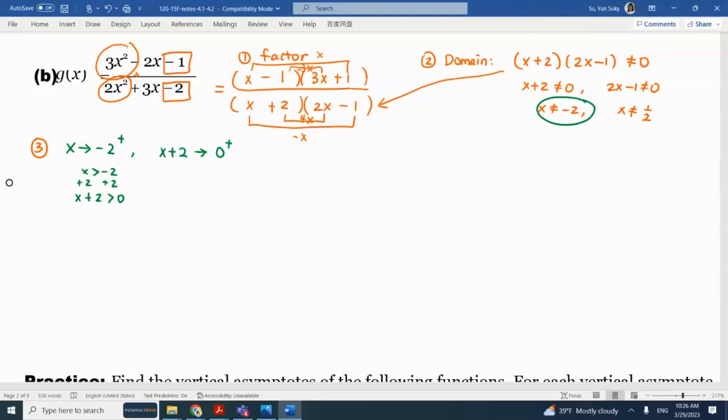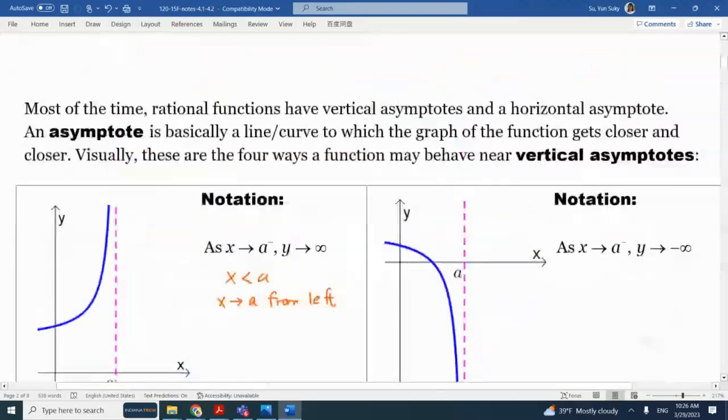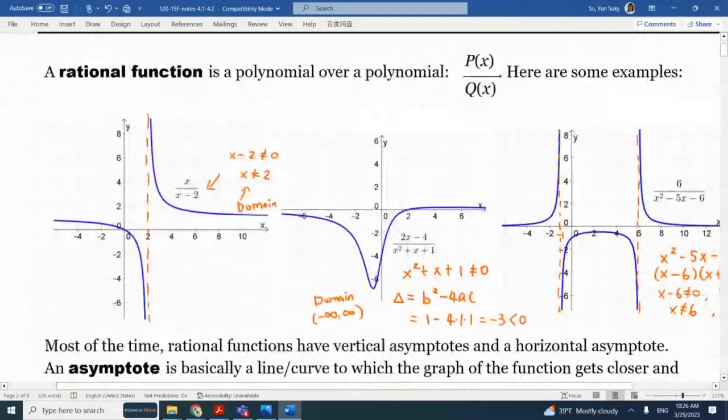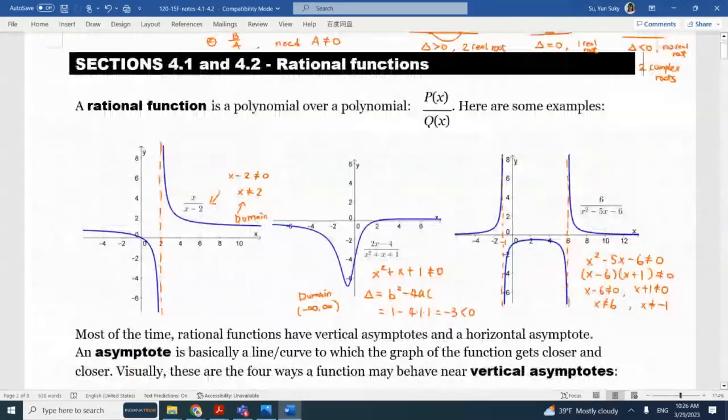So the first step, you factor. Second step, you look at the domain. Because, look at this picture. How do you find those vertical asymptotes? You usually set your denominator not equal to 0. And those values, it's very possible that you might have a vertical asymptote there. But to verify this is in fact a vertical asymptote, you have to check when x approaches from the left or from the right, whether your y goes to infinity or minus infinity.